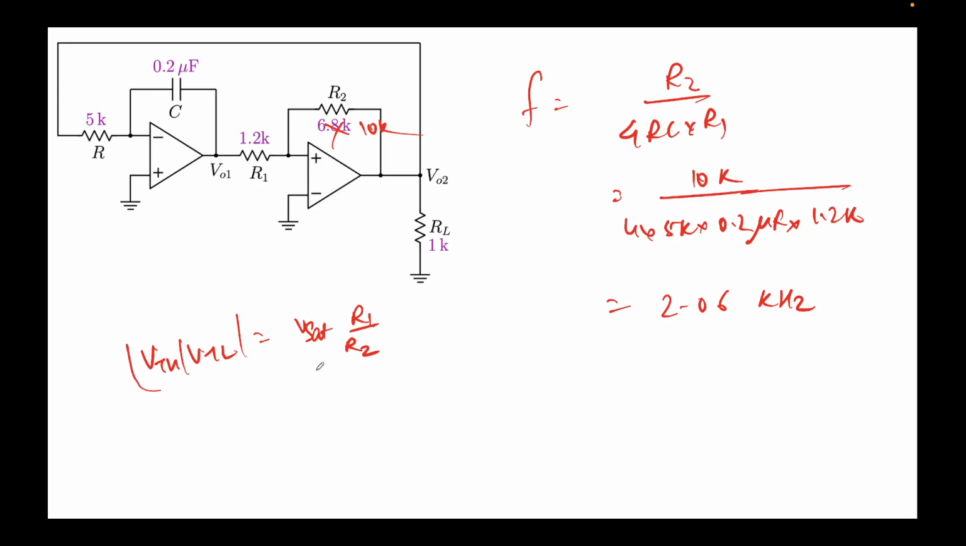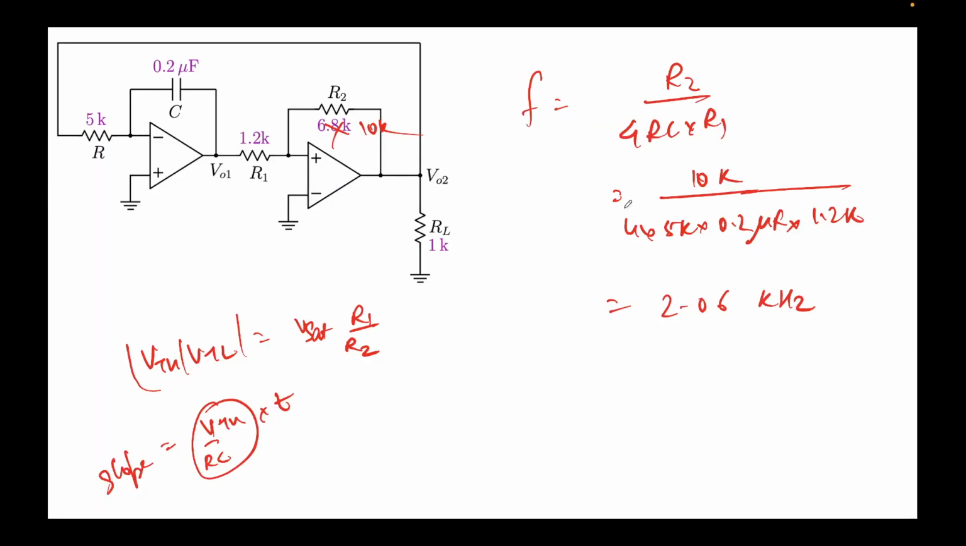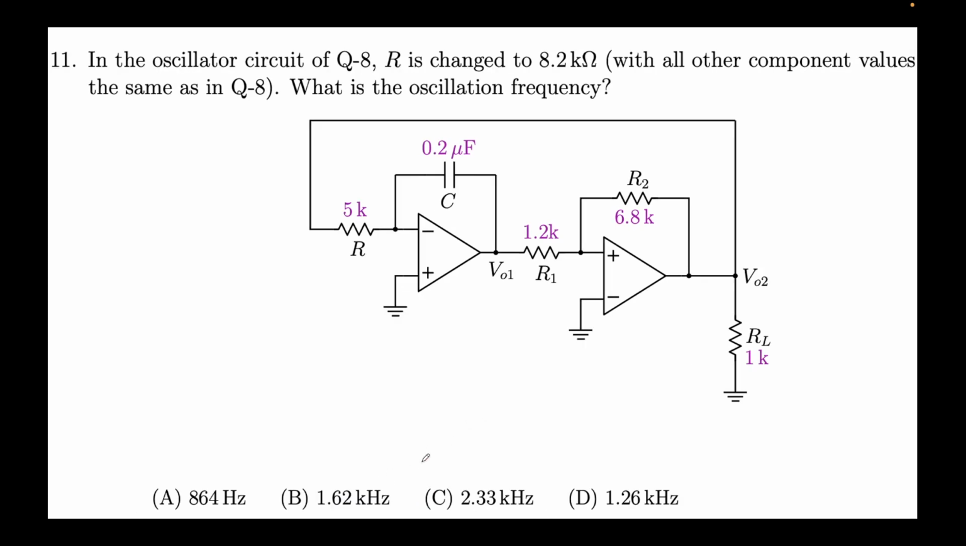Because the rate doesn't change. The rate of change is given by 1 over RC slope. Remember, slope was something like VTH over RC times T. So this slope has inverse dependence on R2. So that value will be achieved faster, and thus we'll see an increase in frequency to 2 kilohertz, 2.06. So C is the closest option, which is fair enough.